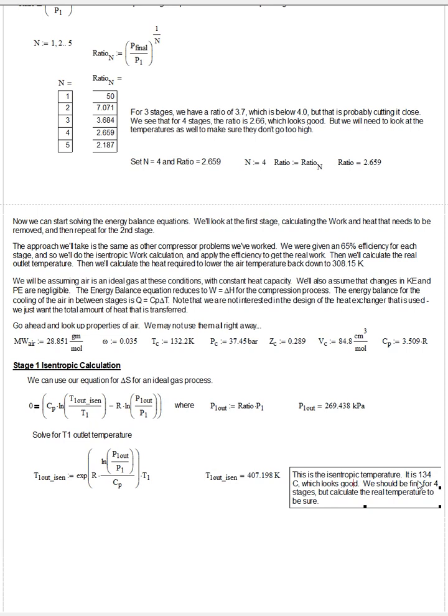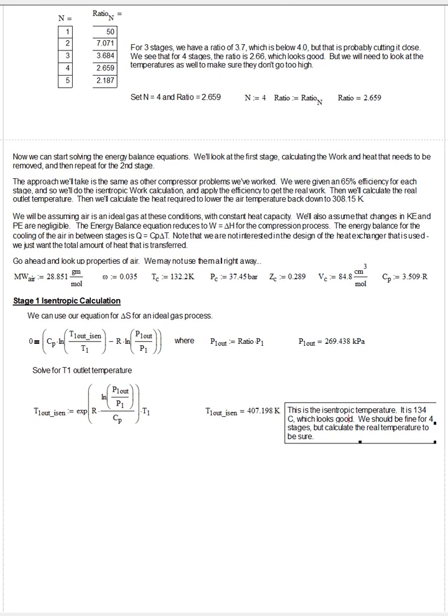So remember, this is isentropic, but do you think that the real temperature is going to be much higher than that? It'll be a little higher, but we need to check. All right, so we'll check the real temperature, but so far it looks okay. So now we've got the isentropic temperature. We can now calculate the delta H for the isentropic case, and that gives us the work.